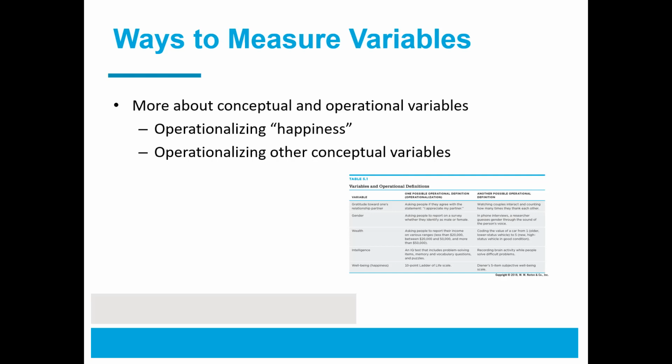While this is one way of operationalizing subjective well-being, there are other ways that it can be done as well. In order to study conceptual variables other than happiness, you would follow a similar procedure. First, define your construct, or the conceptual variable, and second, create an operational definition for your construct. You can see here in Table 5.1 some examples of how a variable can be operationally defined in multiple ways using this method.